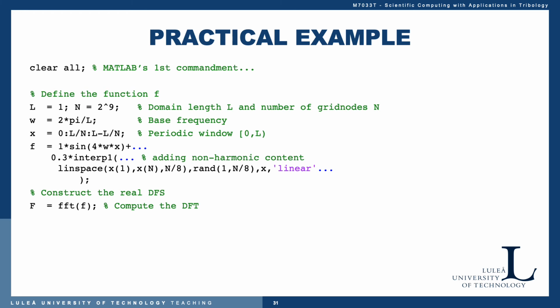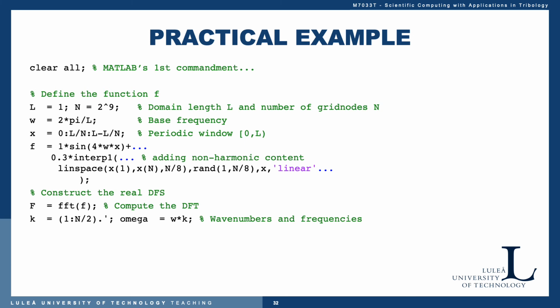Then we construct the real discrete Fourier series by first taking the discrete Fourier transform using the fast Fourier transform technique in MATLAB of f to get capital F, which is the Fourier transform now. And this is actually a 1 times n vector also.